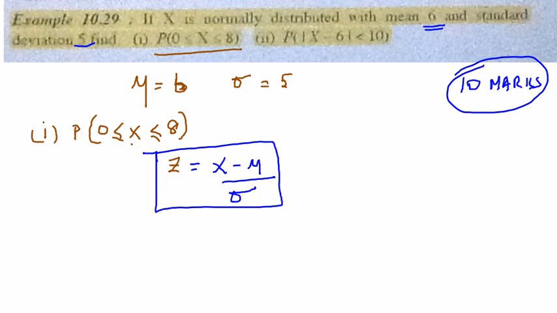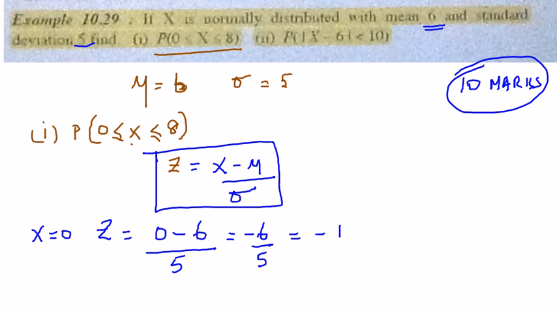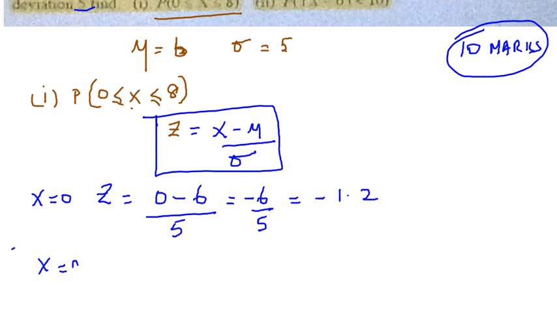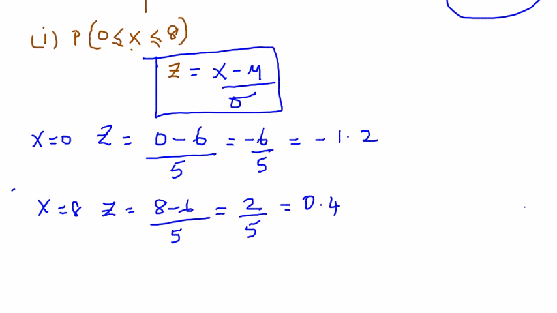So when x is equal to 0, the value of z is going to be equal to 0 minus 6 by 5, which is minus 6 by 5, and that is minus 1.2. Likewise, when x is equal to 8, the value of z is going to be equal to 8 minus 6 by 5, which is 2 by 5, which is equal to 0.4, right? So now you know that when x is equal to 0, z is equal to minus 1.2, and when x is equal to 8, z is equal to 0.4.